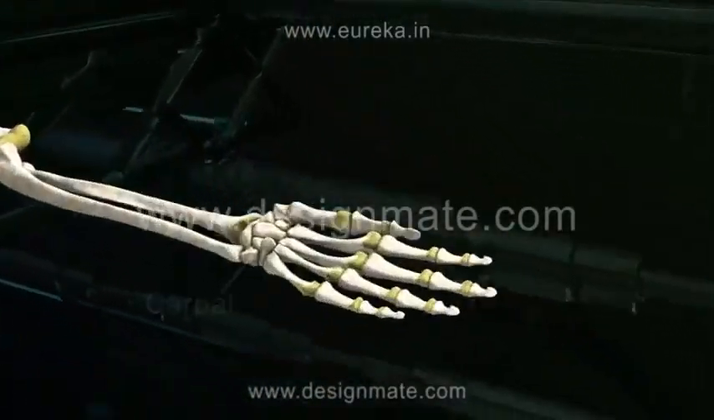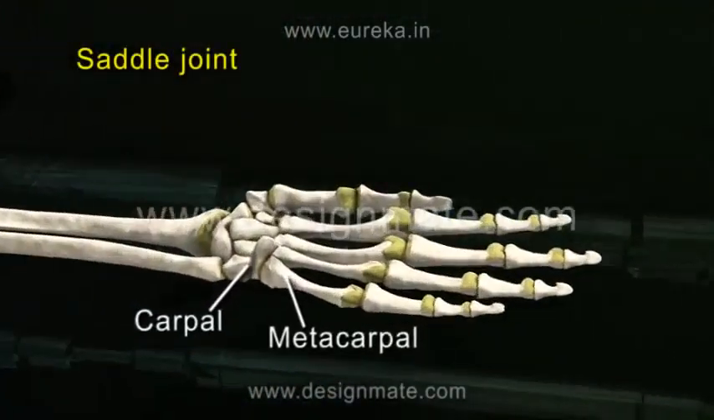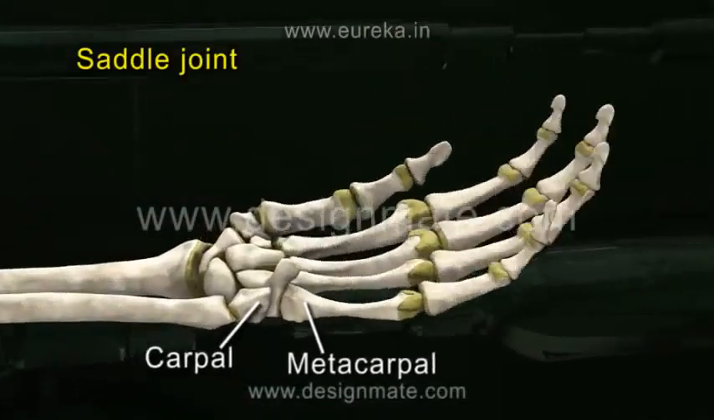The saddle joint is found between the carpals and the metacarpals. This joint helps in the back and forth movement.